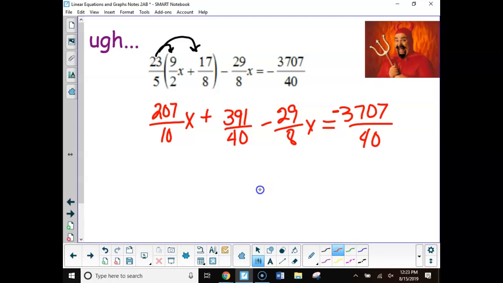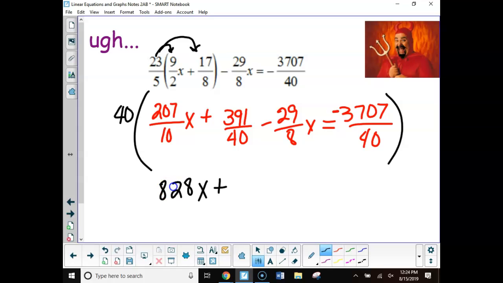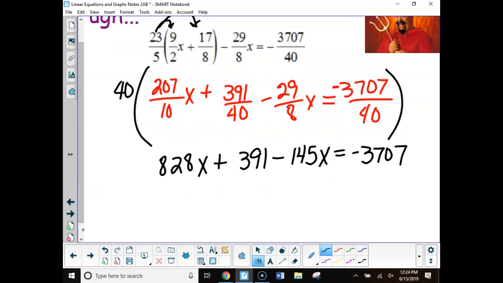Okay. Now what's the common denominator? 40. So if I just multiply both sides through by a 40, I think I get 28x plus 391 minus 29 times 5, 5 times 3, 150, 140 something. 145. That one has an x. Equals negative 3707. Now, I think this one even comes out as a whole number.